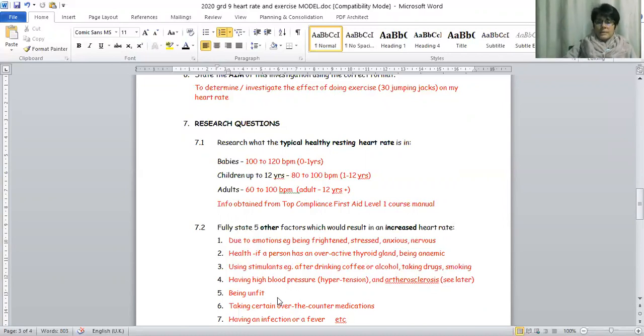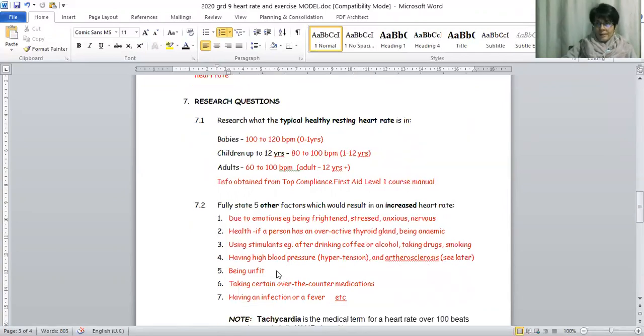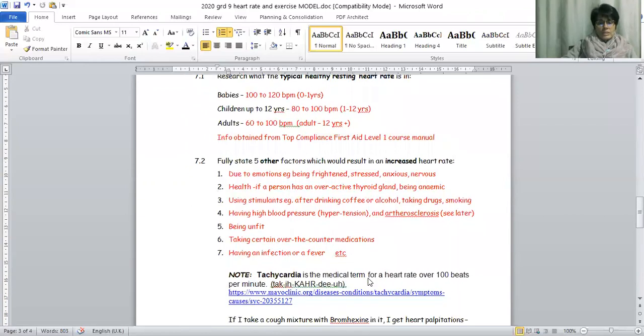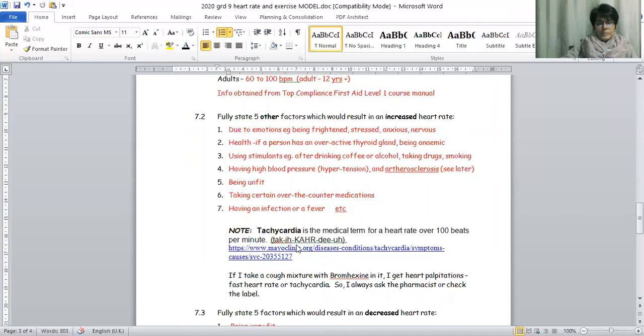All right. Being unfit, or not as fit as somebody else. All right. Doesn't mean you're unhealthy if you're not as fit as someone else. Taking certain over-the-counter medications, having an infection or a fever. So then I looked up on the internet, and I looked at the Mayo Clinic website. They generally have nice, simple summaries.